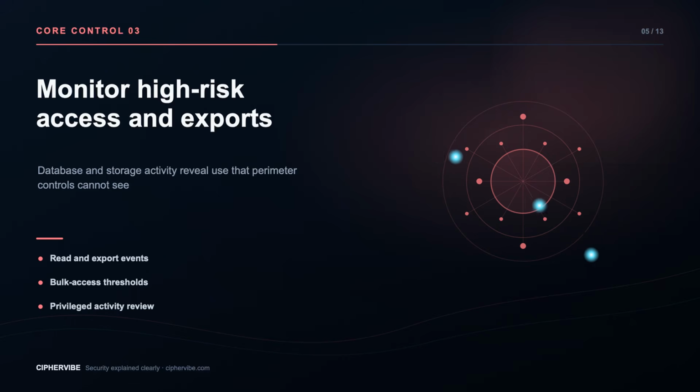The third building block is monitor high-risk access and exports. Collect database, object store, SaaS, and API events for sensitive reads, downloads, exports, sharing changes, and permission changes. Combine volume, destination, identity, time, data class, and baseline behavior to prioritize investigation without drowning operators in routine alerts.